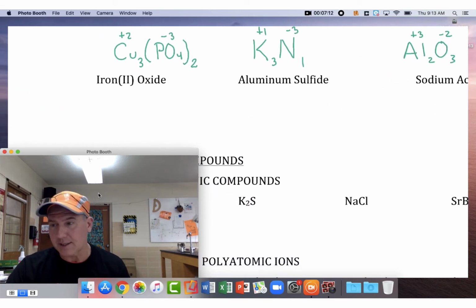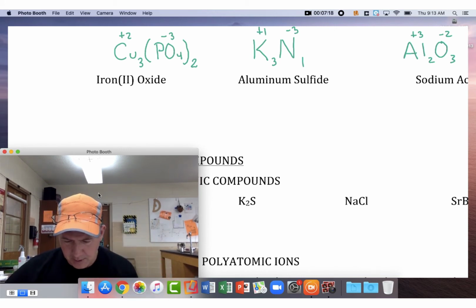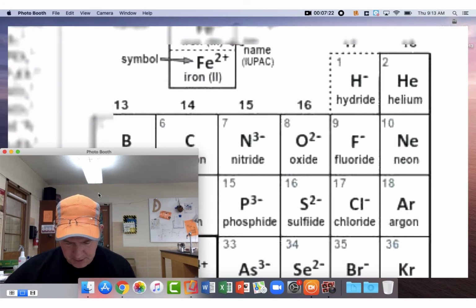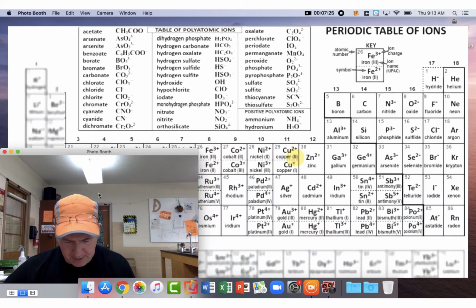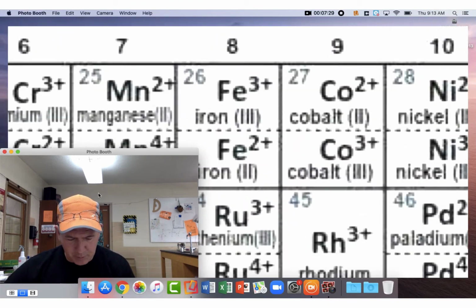Iron 2 oxide. Roman numeral 2. That means we're going to have to find out which charge it is. So let's go back to our ion chart. Iron is in the D block, right there in the middle. And it's iron, Roman numeral 2. So that's iron with a +2 charge.